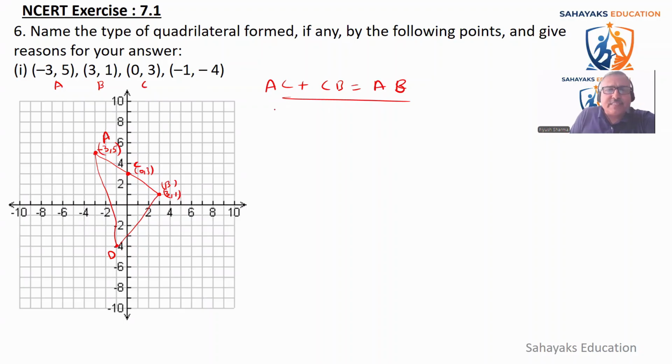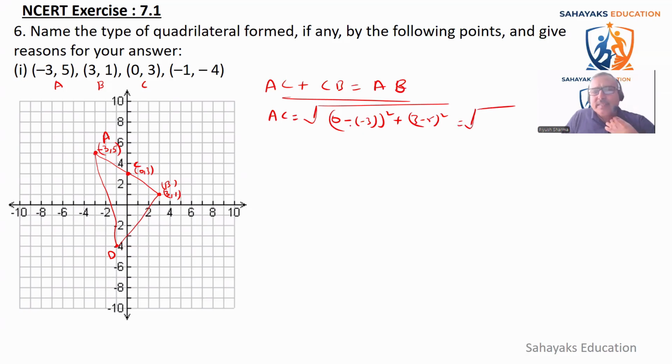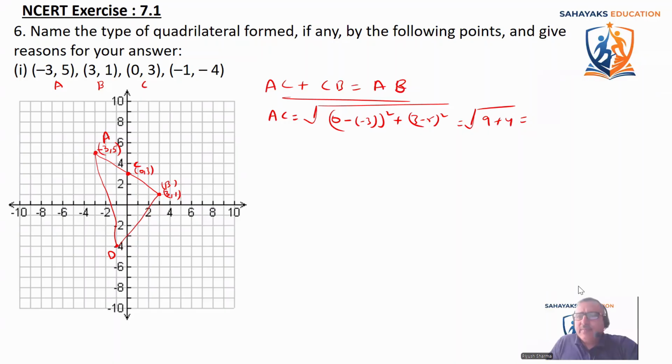Now let's find AC first. So what is AC? AC is the square root of 0 minus minus 3 whole square plus 3 minus 5 whole square. So it comes out to be 3 square, which is 9, plus 2 square, which is 4. So it comes out to be the square root of 13.